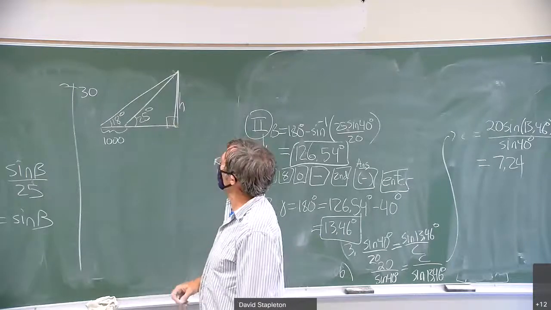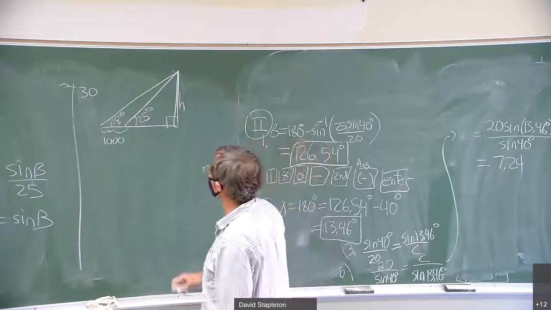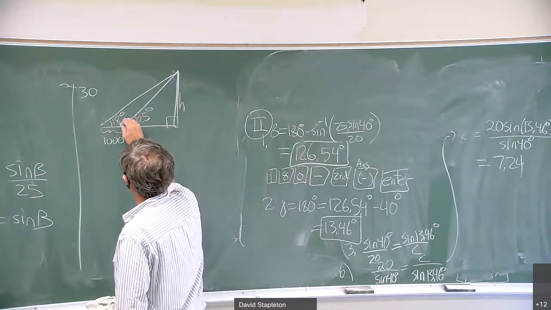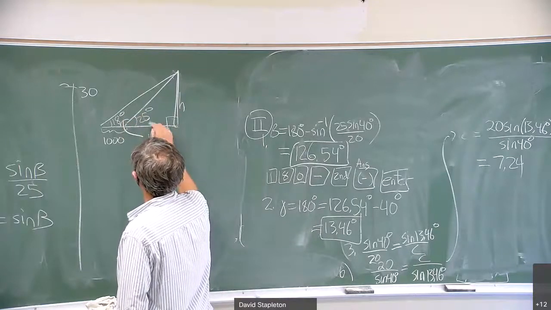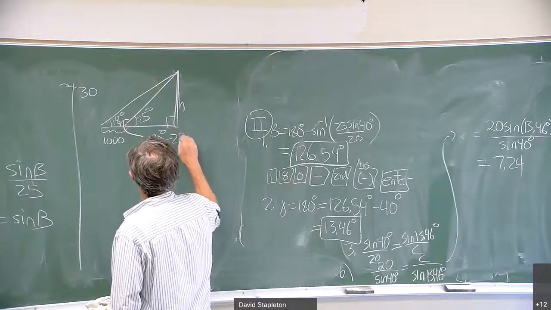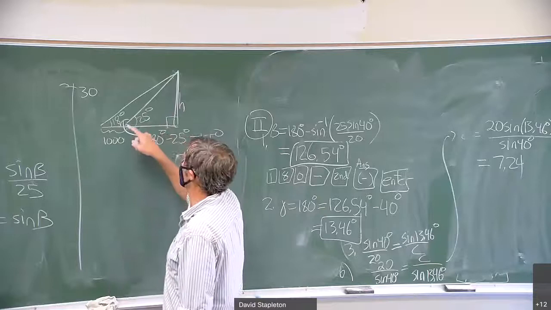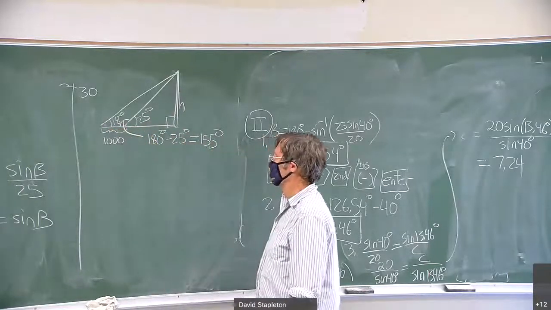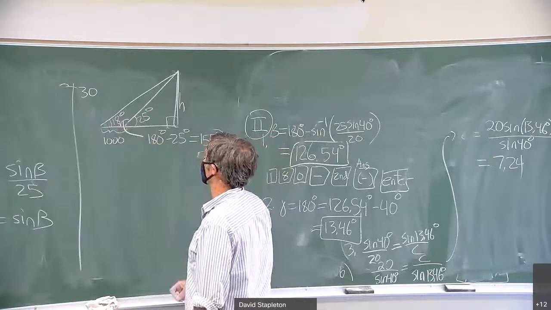I'm going to look in the diagram for something that's going to help me to figure out some more. And I noticed this angle and this angle are supplementary. So I immediately compute this one and say it's 180 minus this one, 25, is 155 degrees. Now I've got it because I've got angle, side, angle, right? I can solve this oblique triangle given angle, side, angle with the law of sines.